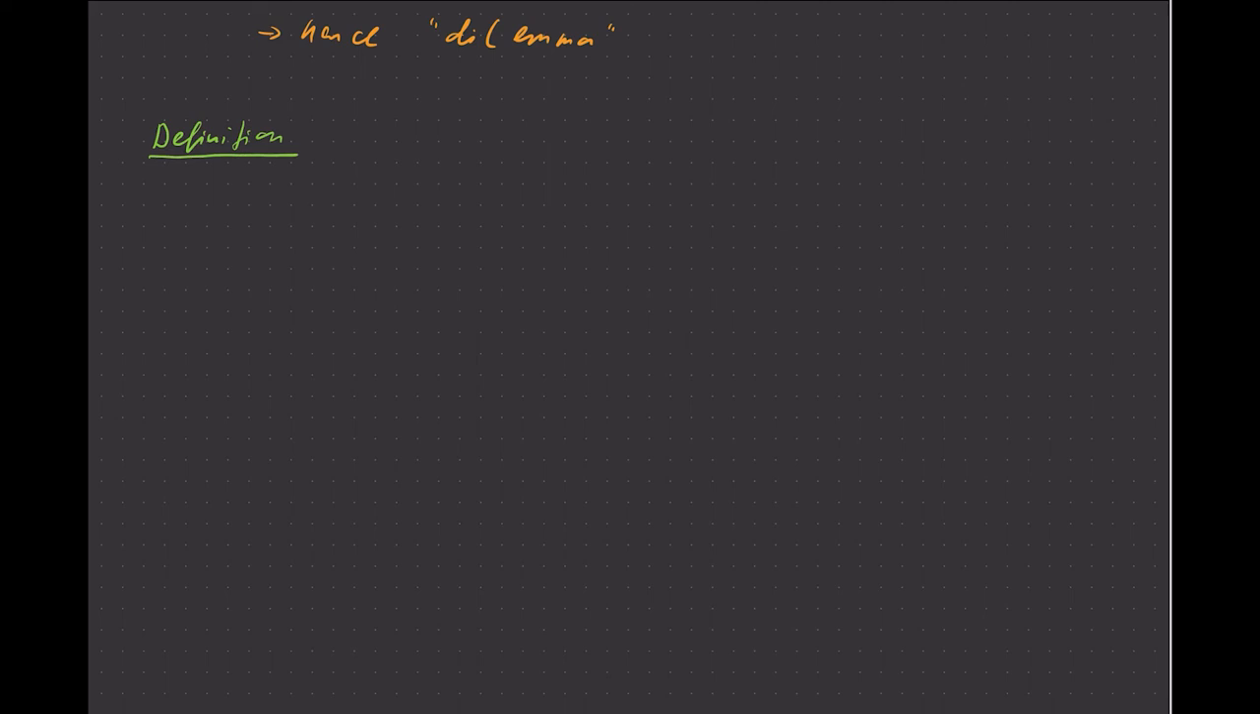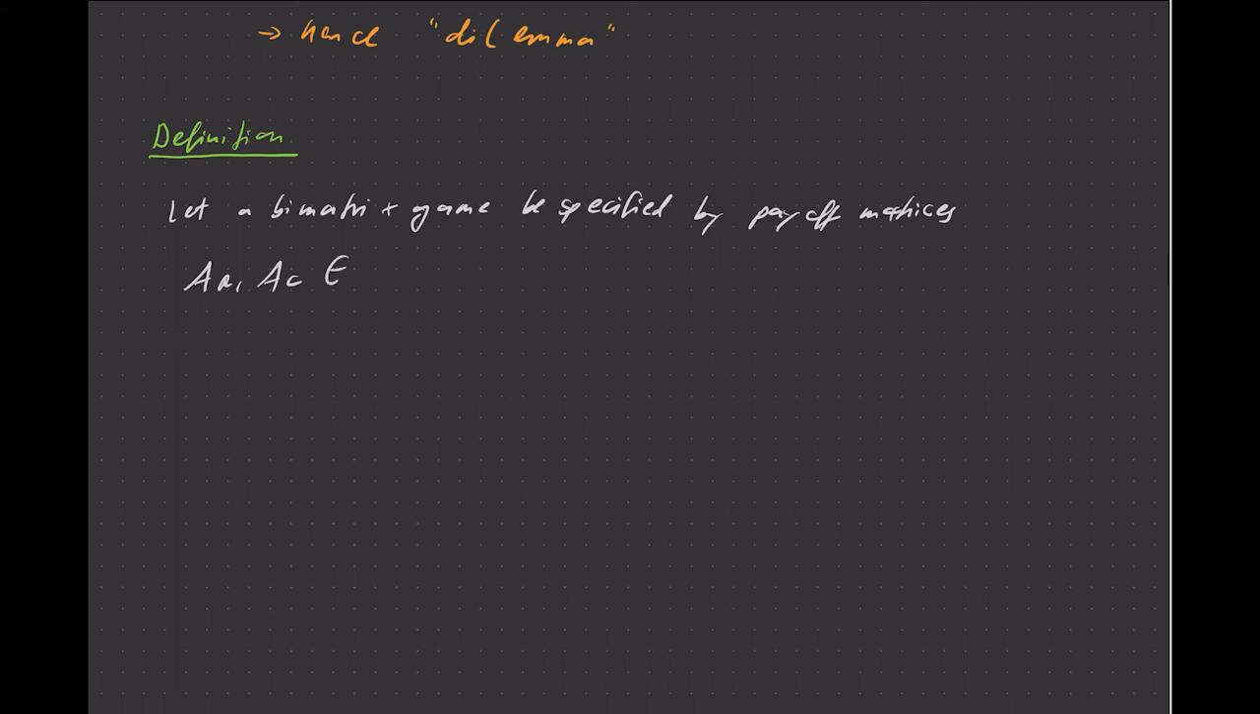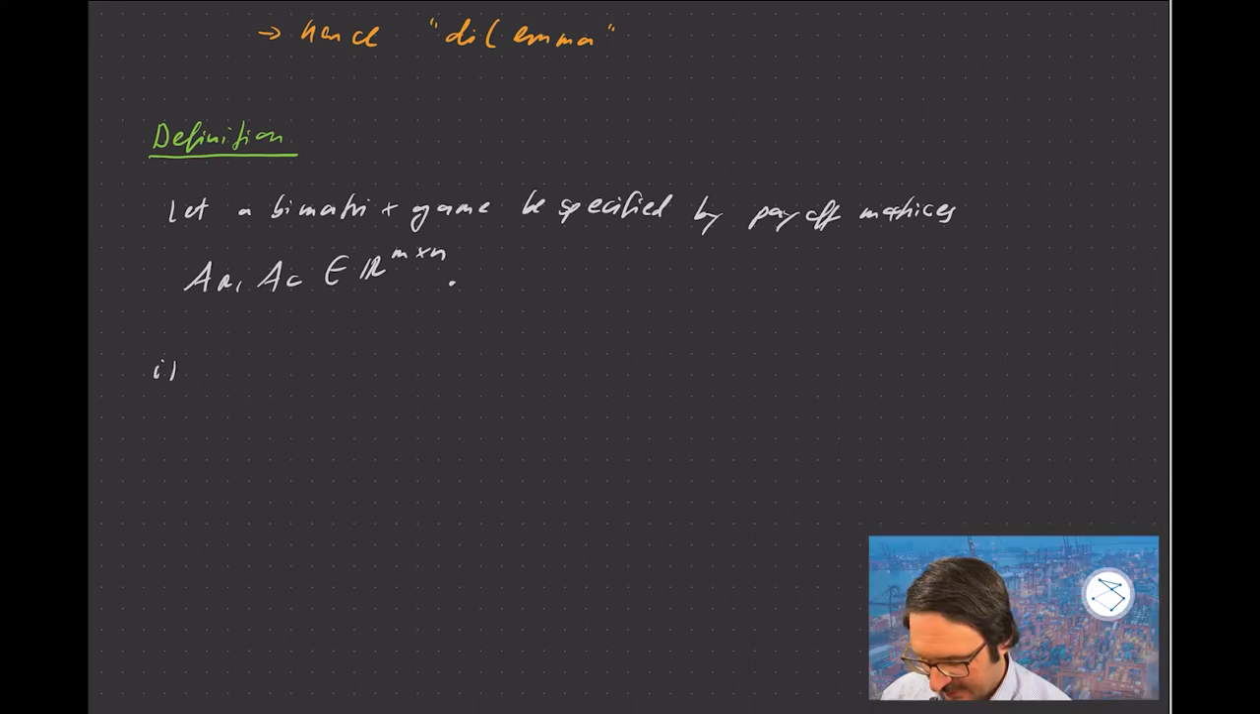So we need a bimatrix game. Let a bimatrix game be specified by payoff matrices, A_R and A_C in R to the M by N. And then first part of the definition, we first define what a best response is.